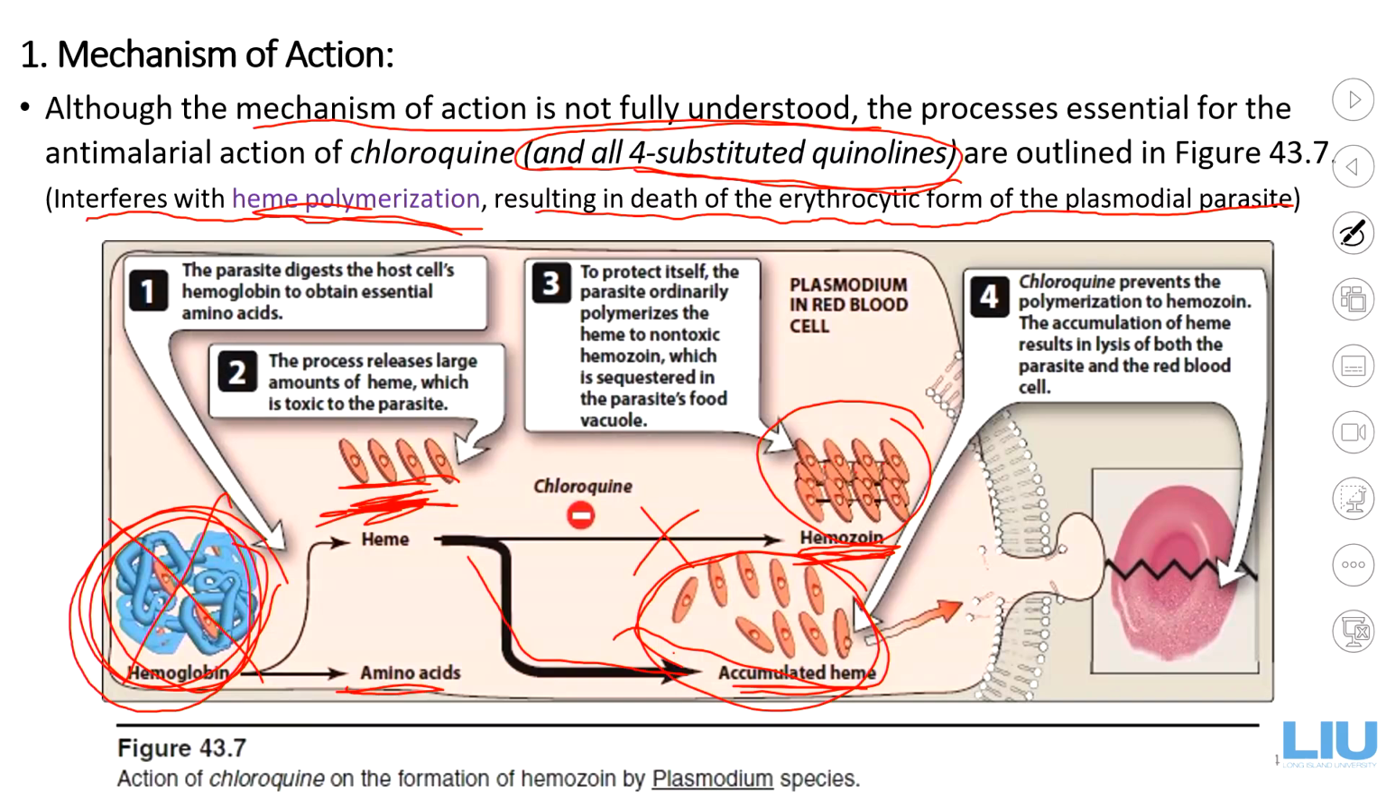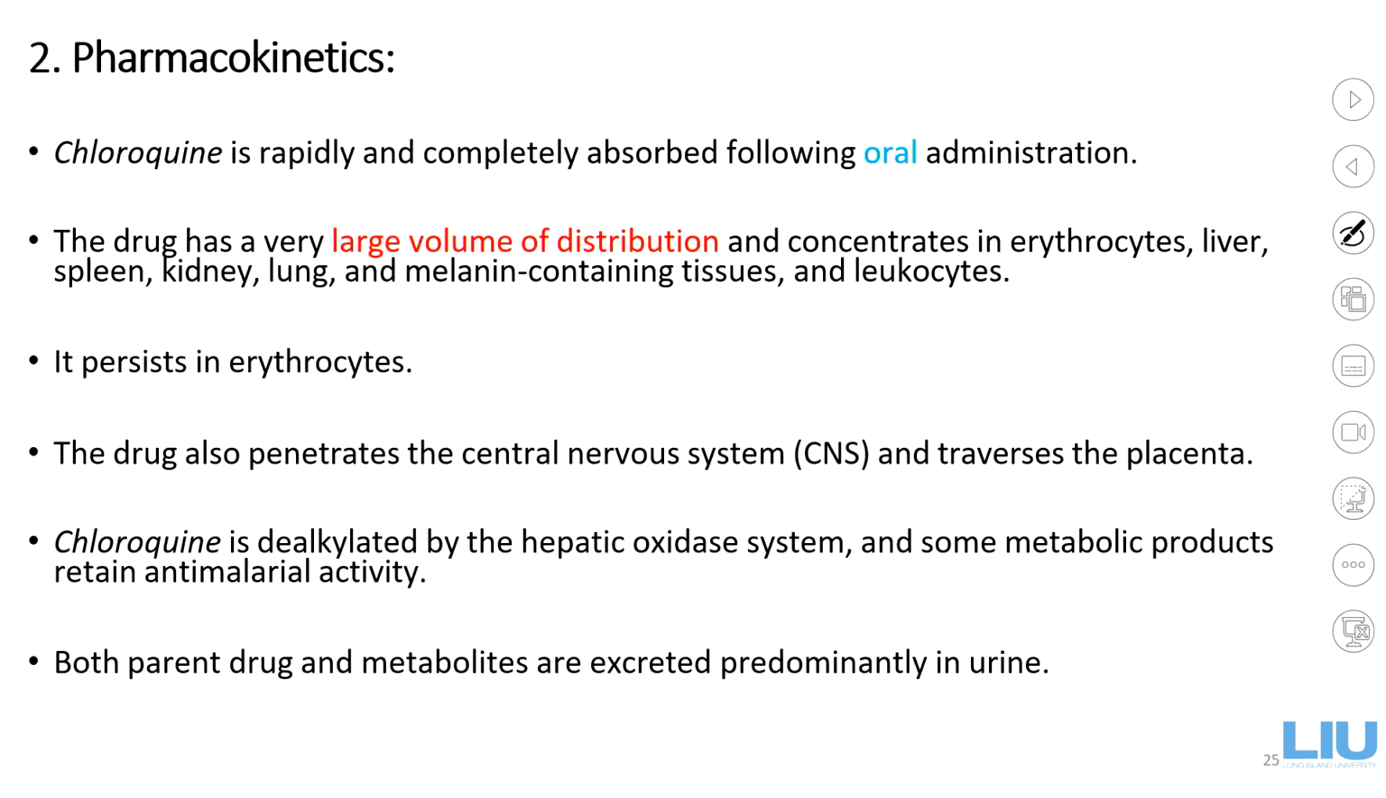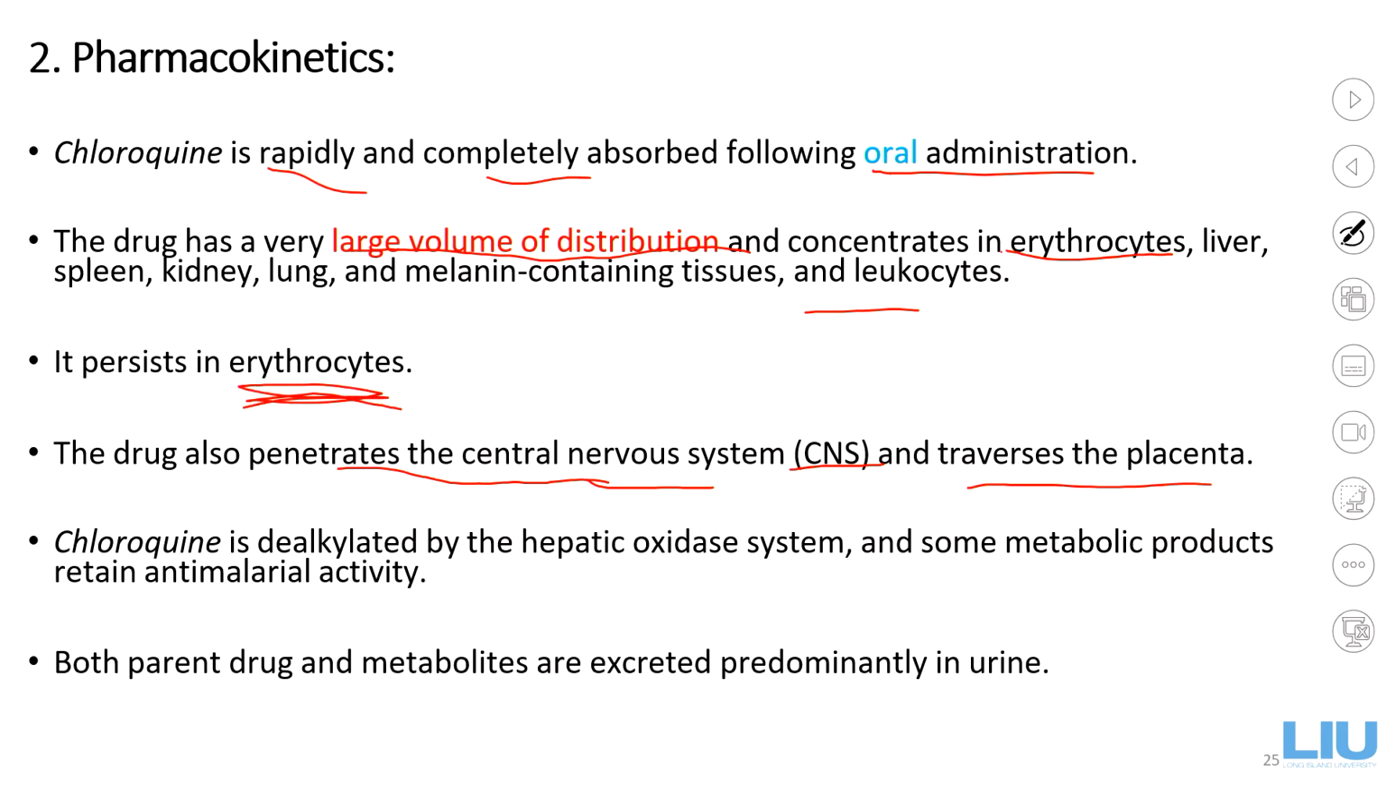Okay. So no questions on the mechanism of action. Good. All right, pharmacokinetics. Chloroquine is rapidly and completely absorbed by oral administration. It has a large volume of distribution, as we'll see. Why? Because it distributes to the erythrocytes, leukocytes. It also crosses the blood-brain barrier, goes into the CNS. It also crosses the placenta. It remains in the erythrocytes, which is nice. It accumulates in the erythrocytes because that's where the drug actually acts the most.